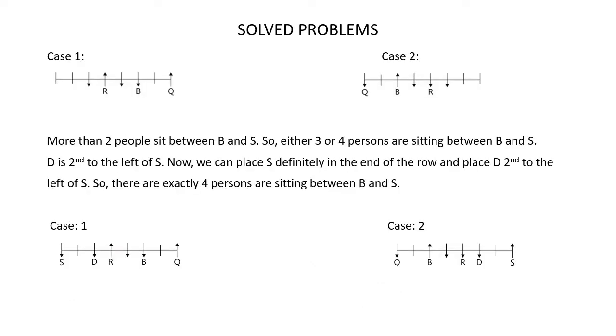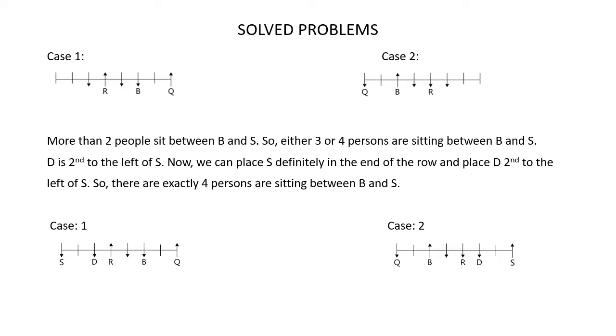So now case 1 looks like this and case 2 looks like this. It's given more than 2 people sit between B and S. This means either 3 or 4 persons are sitting between B and S.